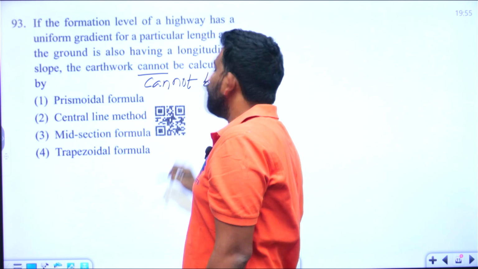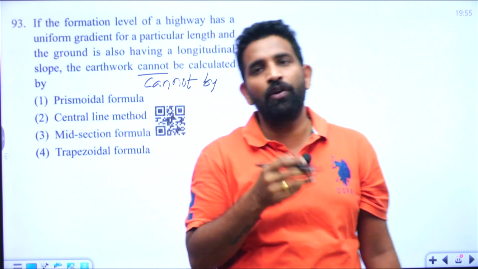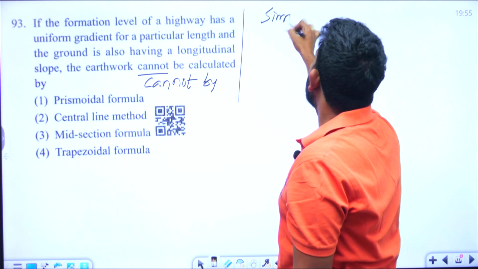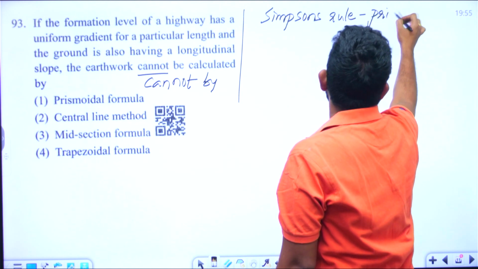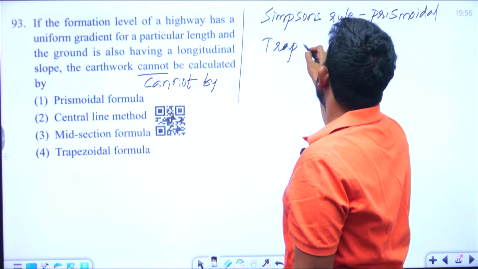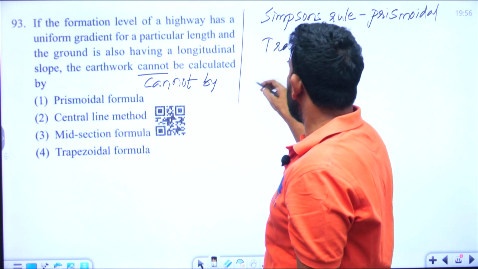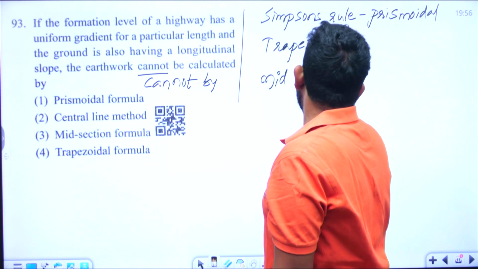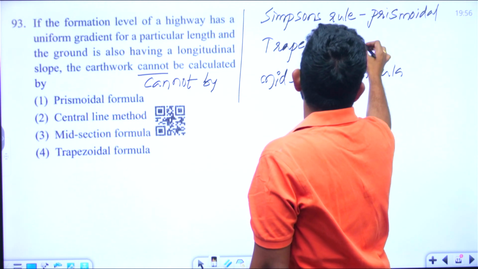Already we know that in this concept of areas and volumes, we have used different methods to find out these areas and volumes. We use Simpson's rule, which we can also call the Prismoidal rule or Prismoidal formula. At the same time, we have used the trapezoidal rule, and likewise the mid-section formula, nothing but the mid-ordinate formula. All these formulas were used for finding out areas and volumes.